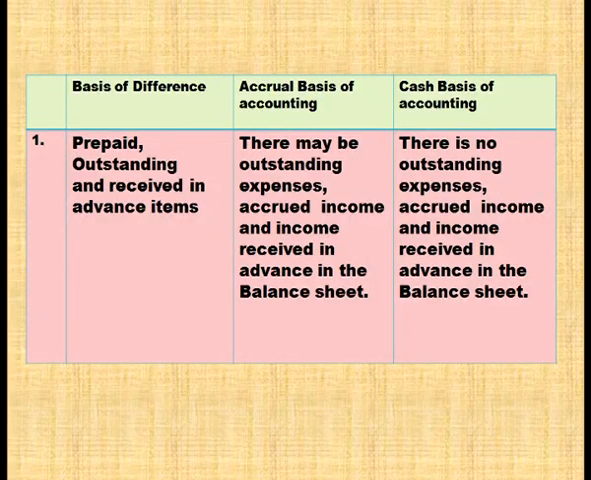Let us have a look at the difference between accrual basis of accounting and cash basis of accounting. When we are considering the prepaid expenses or outstanding items or expense or income received in advance, we should say, in cash basis of accounting, they are not considering for accounting purpose outstanding expenses, accrued income, income received in advance, etc.